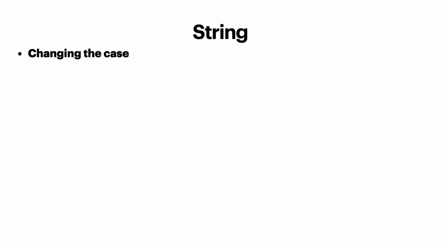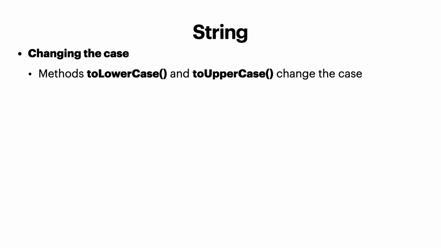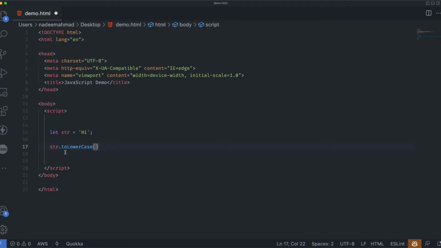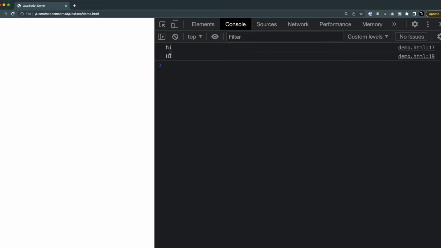Now let's talk about changing the case. Methods like toLowerCase and toUpperCase change the case of a string. So if you want to change this string to lowercase, so all of the characters will be made lowercase, you can simply do string.toLowerCase. You can call this function on that. Or if you want to make the whole string uppercase, then you can simply call the toUpperCase method on the string itself, and it will give you the uppercase letters. When I print it out, you can see that the first string is made lowercase and the second string is made uppercase.